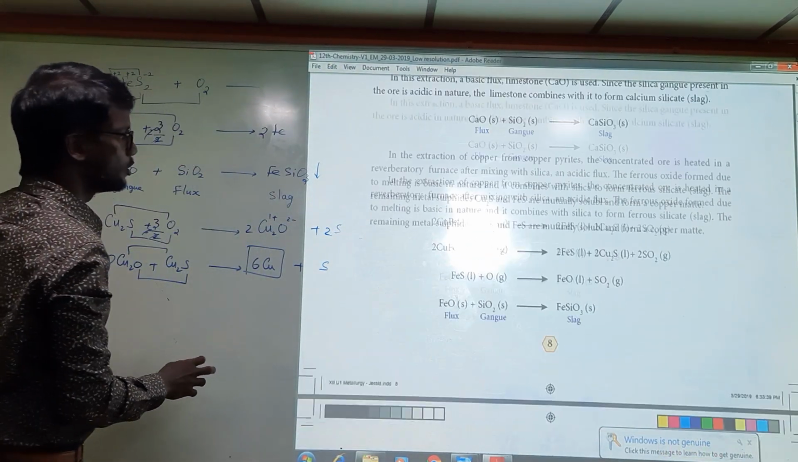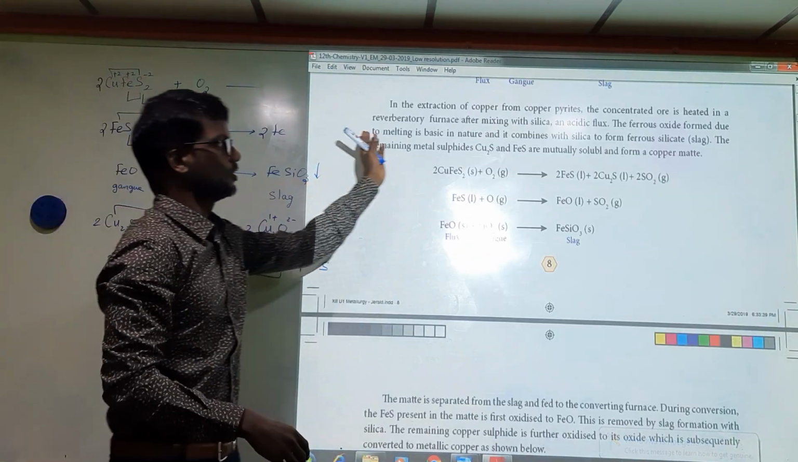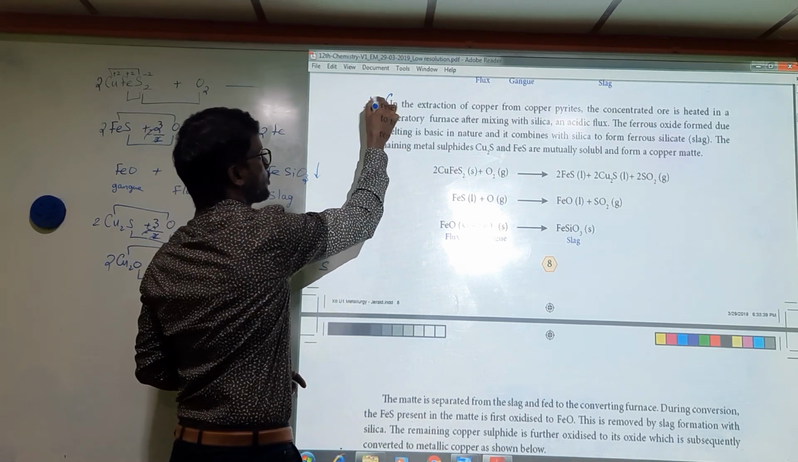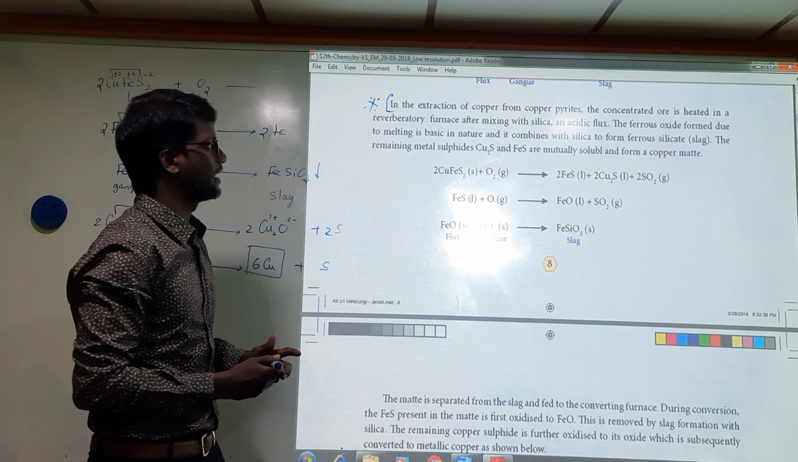And you should learn the notes also. Notes are also important in this, so please mark this, it's important from the exam point of view. Extraction of copper can be asked.